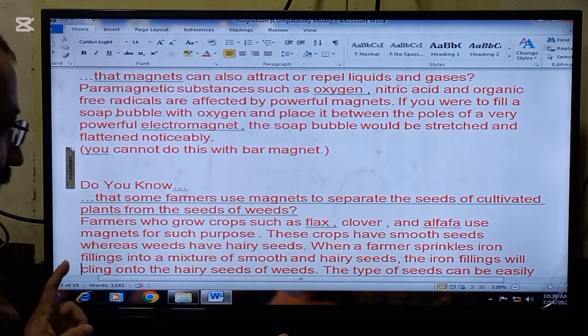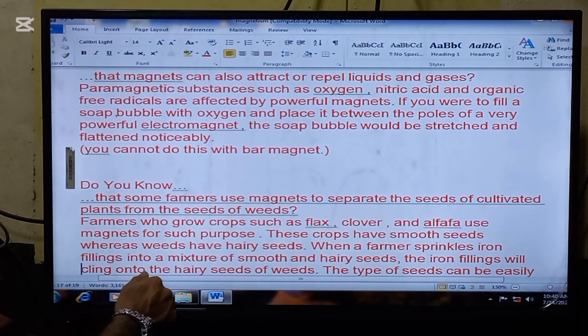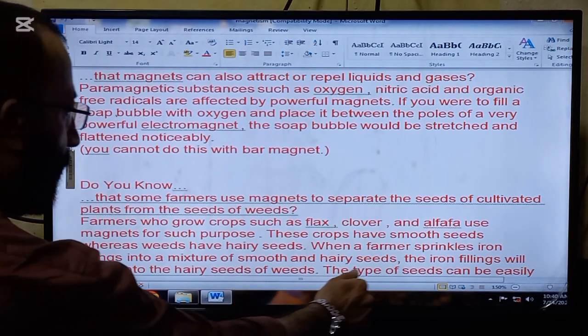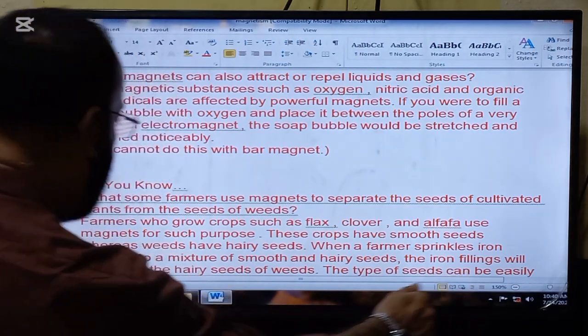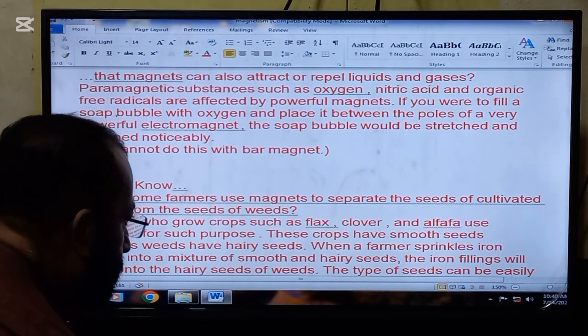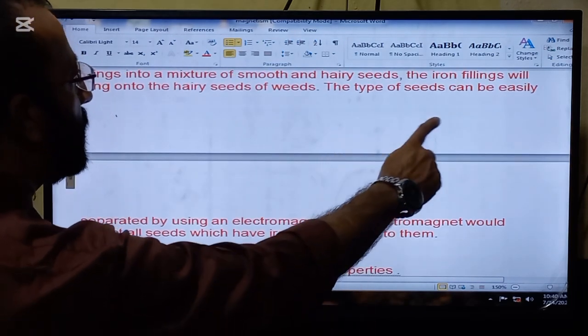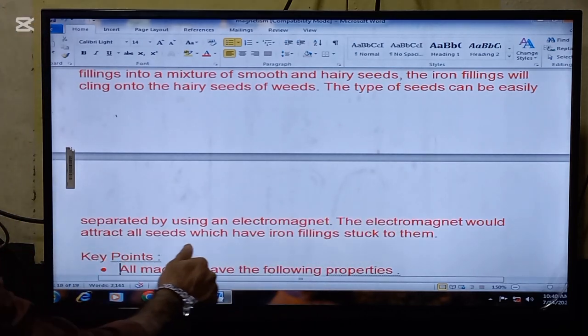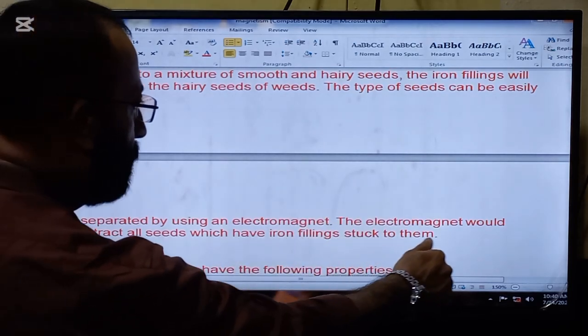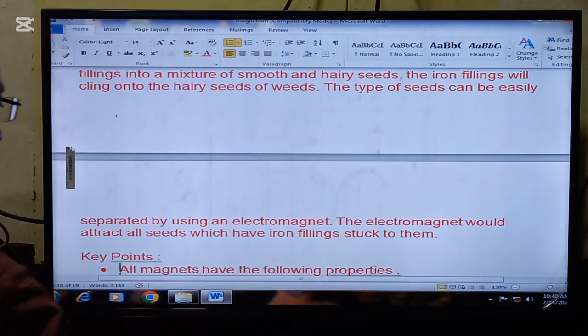To separate these two kinds of seeds, a farmer sprinkles iron filings into a mixture of the smooth and hairy seeds, and the iron filings will cling onto the hairy seeds of the weeds. So this is how the types of seeds can be easily separated by using an electromagnet. The electromagnet would attract all seeds which have iron filings stuck to them.